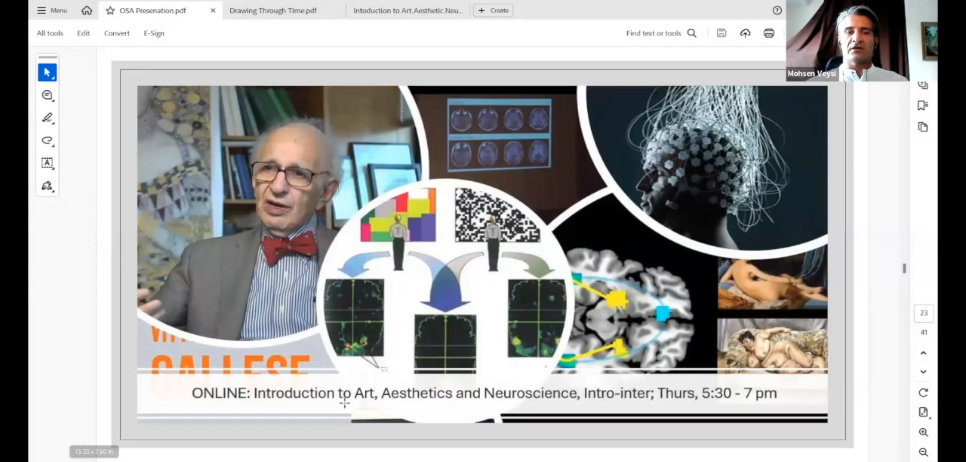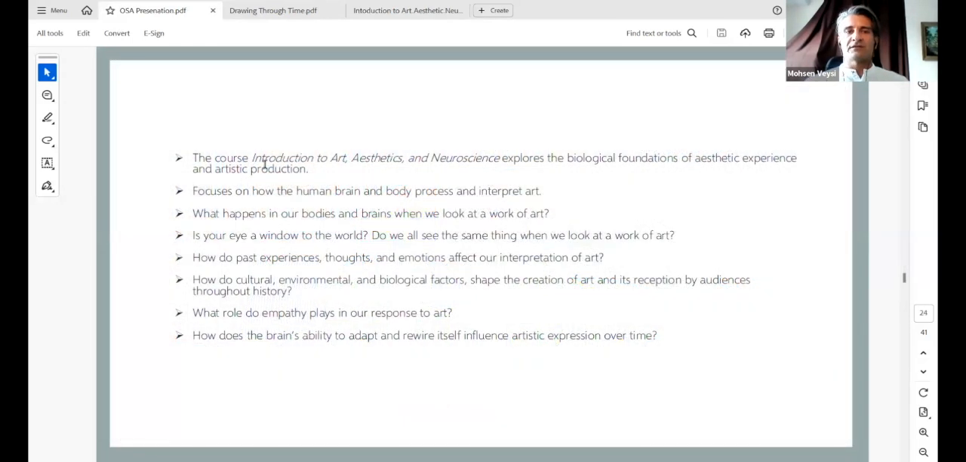The subject of the next course that I will be teaching, called Introduction to Art, Aesthetics, and Neuroscience, basically explores the biological foundations for aesthetic experience and artistic productions. The course focuses on how the human brain and body process and interpret art. What happens in our bodies and brains when we look at a work of art?